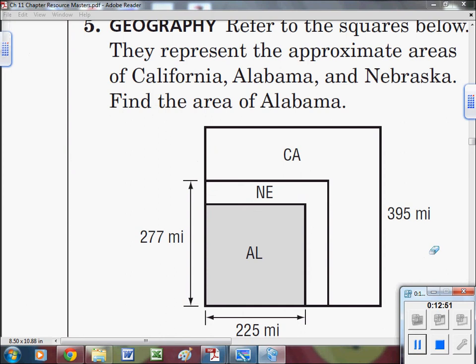Alright, so in this problem, we're talking about geography. It says refer to the squares below. They represent the approximate areas of California, Alabama, and Nebraska. Find the area of Alabama. So take a moment, hit pause, see if you can do this one on your own.